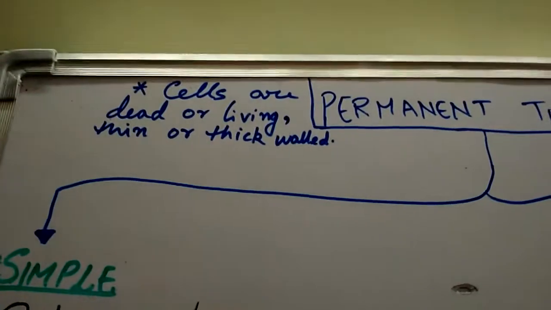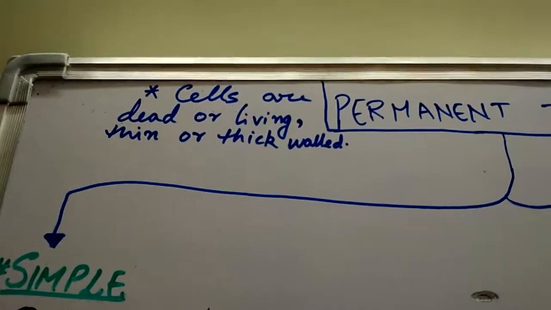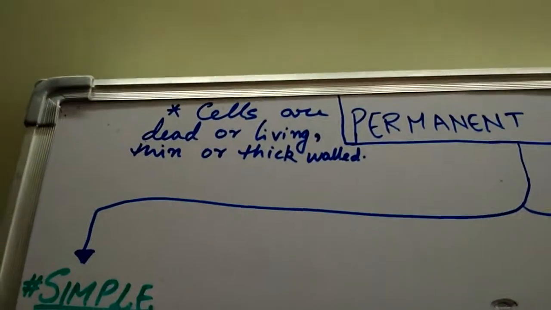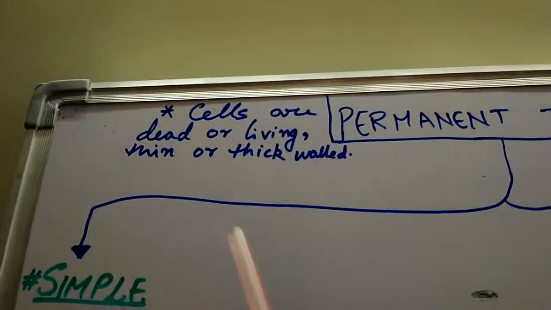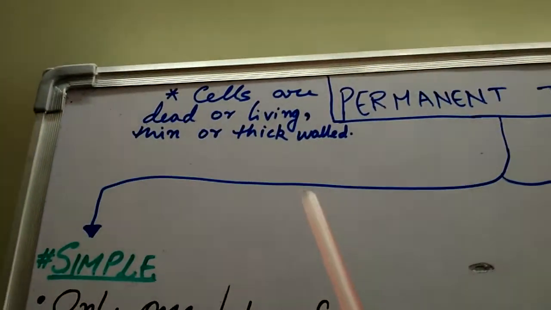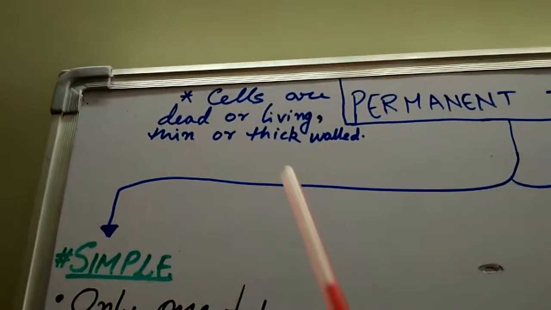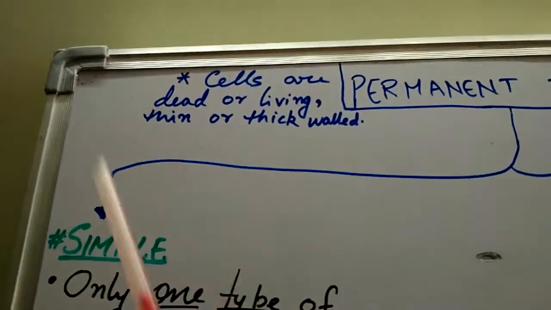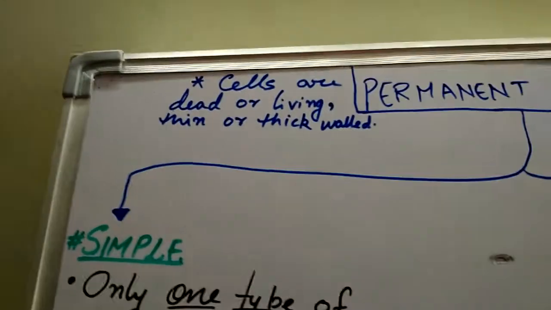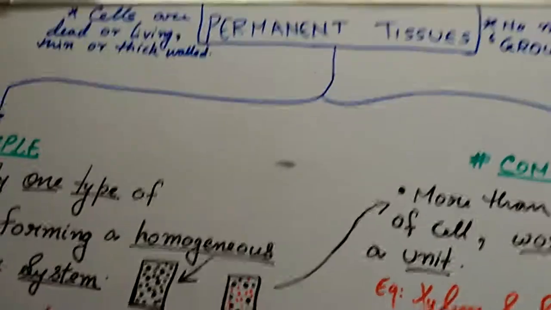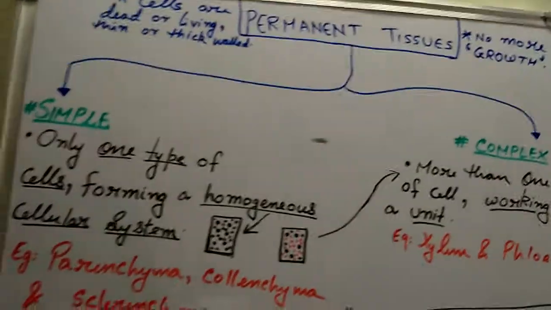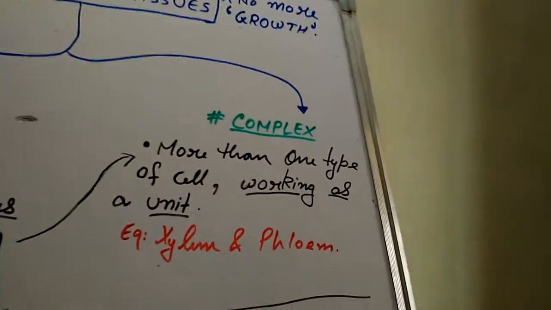And the second important point is cells are dead or living, thin or thick walled. So if cells are dead, then those cells are meant to have thick wall, and if living cells are there, then those cells are thin walled. So you can correlate this concept in either way. Now I have segregated permanent tissues into two main classes, simple and complex.